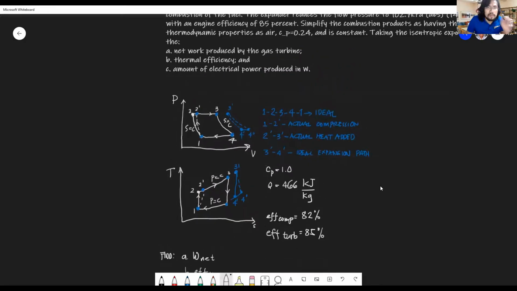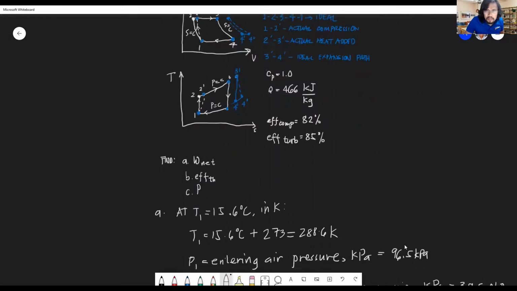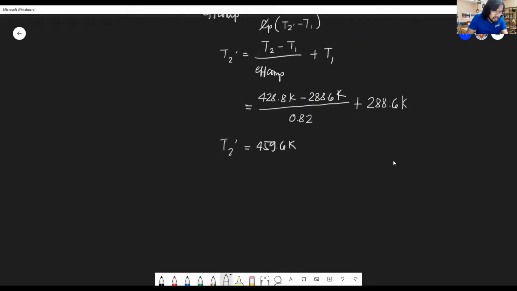Okay, if you see, it moves to the right, it moves up over here. So the temperature is consistent with the diagram. Okay, we want to have the T2 prime to T3 prime first before we get to the T4. So T2 prime to T3 prime is the heating, okay, the heating. So it's connected to the combustion.